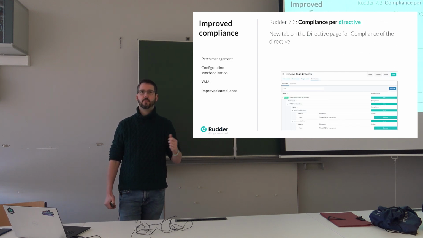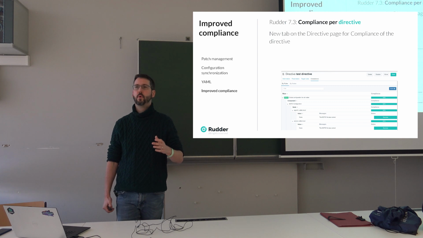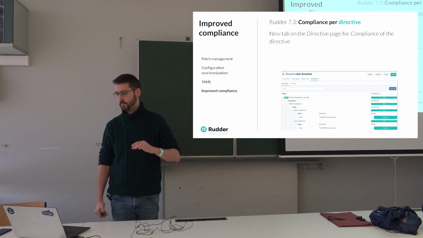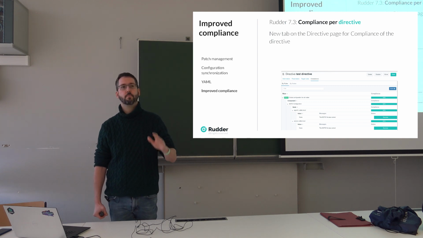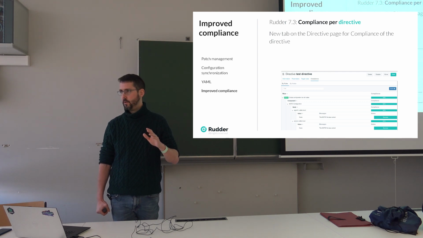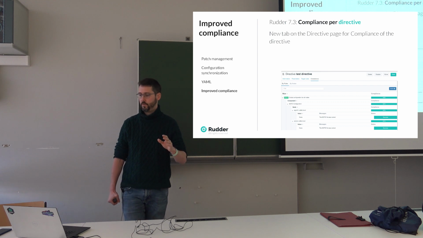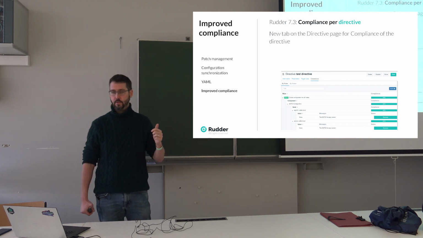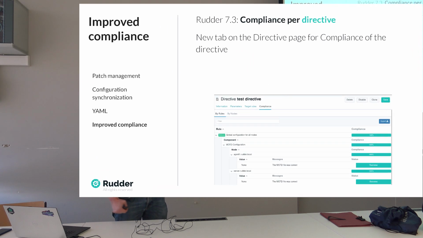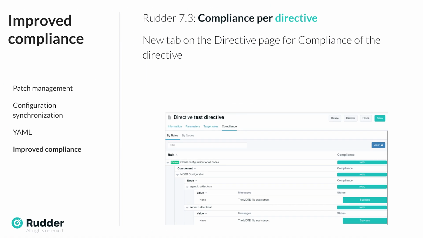In Rudder 7.3 and 8, we will be working a lot on compliance. Compliance is a measure of how close your system is to the desired state, in terms of Rudder. In 7.3, coming next month, we will have the compliance per directive. So we will have a new tab on the directive page showing the compliance of this directive, either by nodes or by rule.